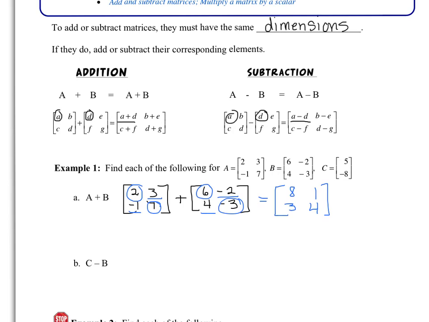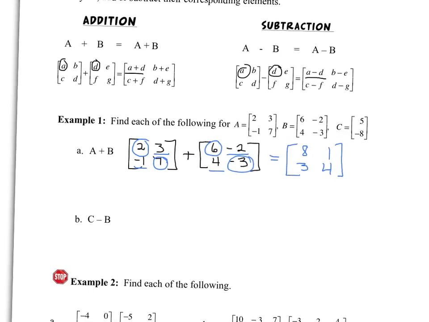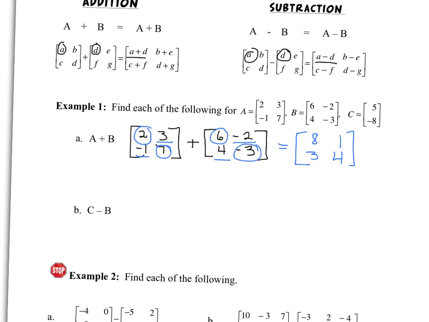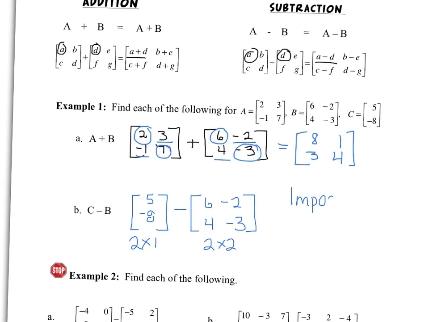Let's now look at C minus B, which is we're going to take matrix C and subtract B from it. So again, matrix C is 5, negative 8. And we're going to subtract matrix B, which is 6, negative 2, 4, negative 3. Well, you'll notice that my first matrix is a 2 by 1. My second matrix is a 2 by 2. So because these dimensions are not the same, we are unable to subtract these matrices, so our answer would be impossible because they have different dimensions.